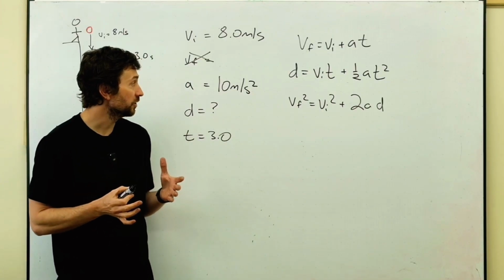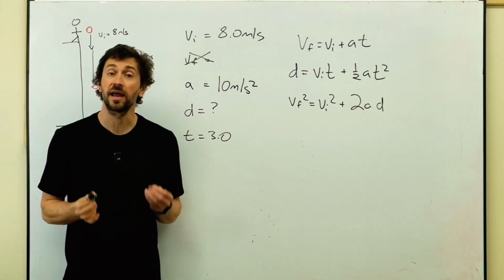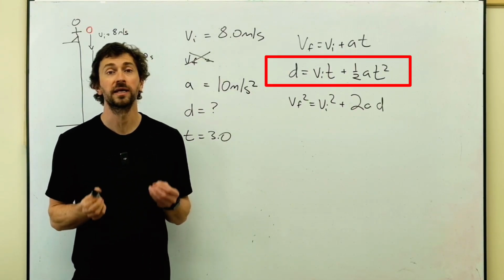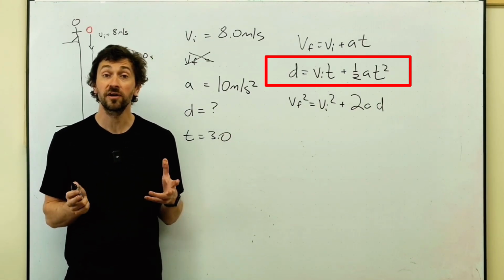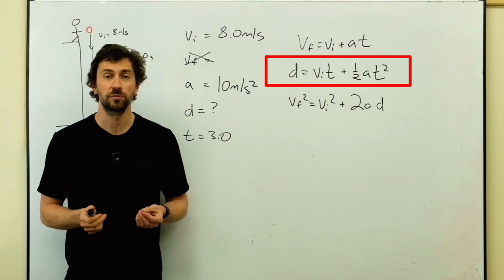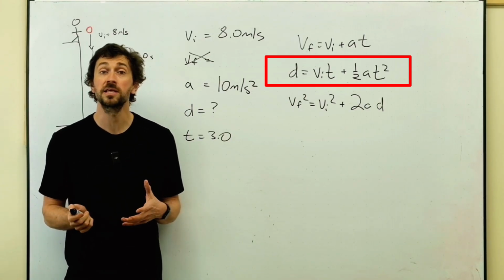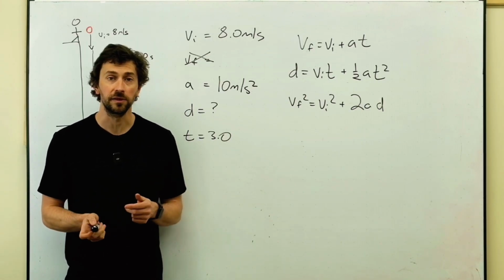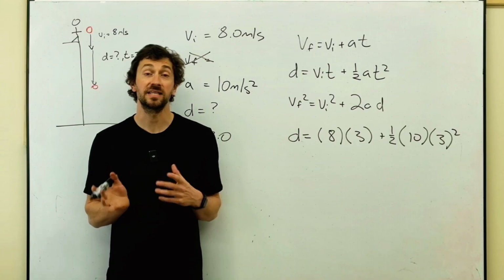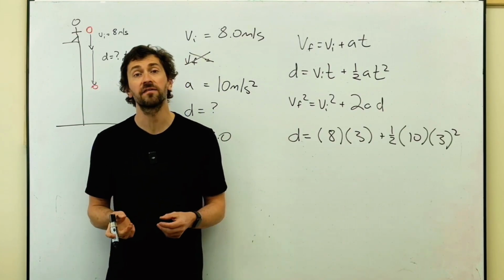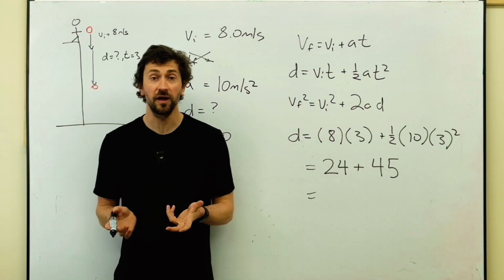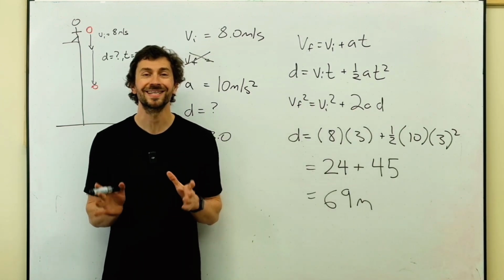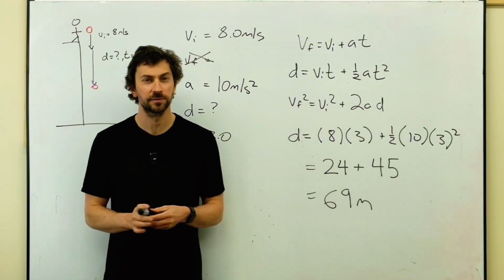Great. So the variable that I don't care about is velocity final. If I look at my equations, there's one of them that doesn't have v final, which is the second one. D equals VIT plus 1/2 AT squared. So that variable set is going to fit this equation properly. Let's take the numbers that we have and plug them into the equation. I get D is 8 times 3 plus 1/2 times 10 times 3 squared. I get 24 plus 45. So the total distance is 69 meters.